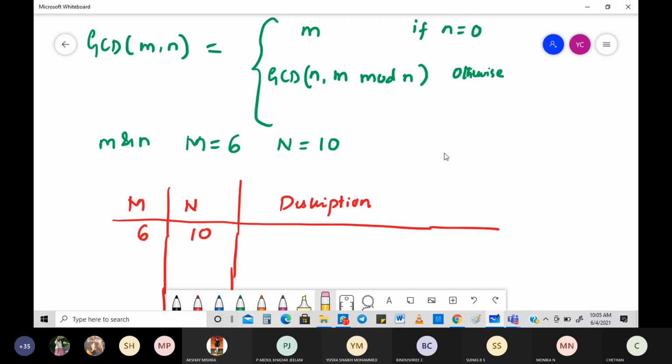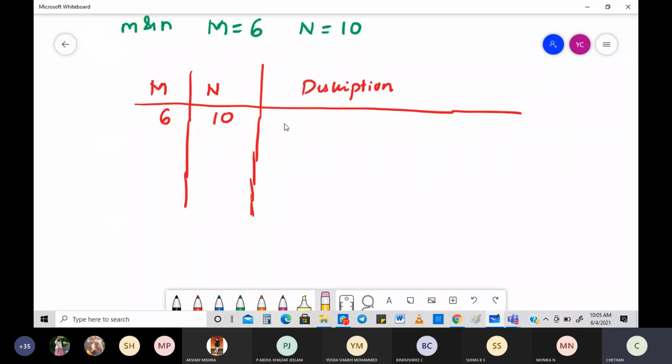So let's look into this. Is n equal to 0? No. So we are going to do the second part. And what is that second part? We are supposed to get the GCD of n comma m mod n. I'll write this down here so that you will remember. We need to get the GCD value. How do you think the second one would be? The GCD of n comma m mod n. This is what we are going to get for the second one.